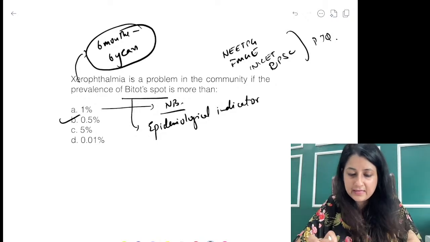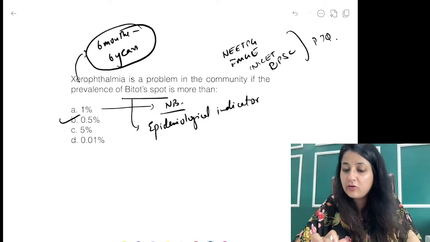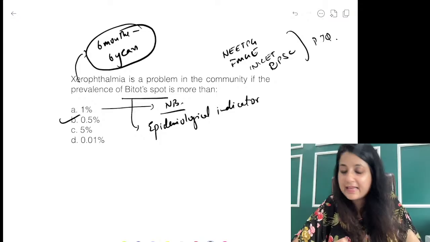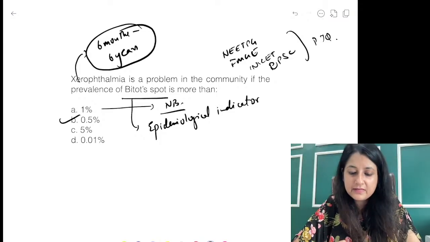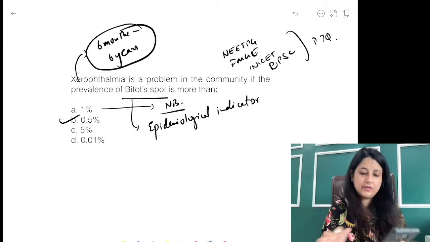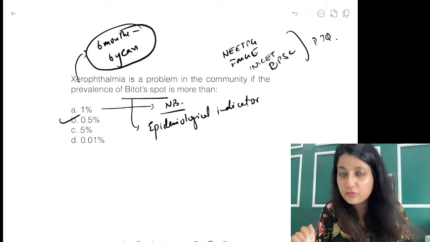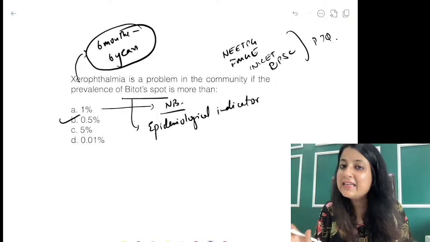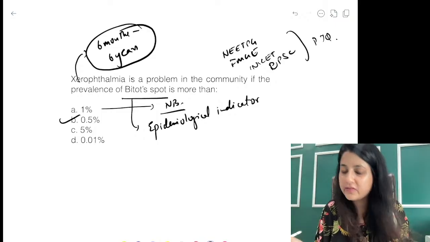Can you just give me 1 second? Put in the comment section which study design helps you calculate prevalence. What are you writing? Very good guys, cross-sectional study. Chalo, you remember this, that's great. And incidence, everybody, cohort study.